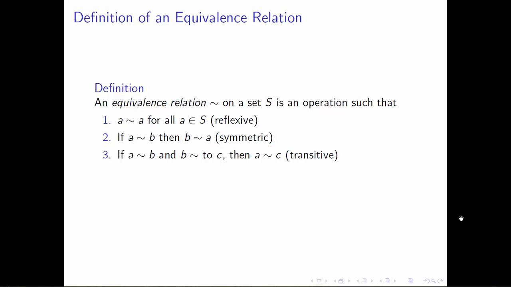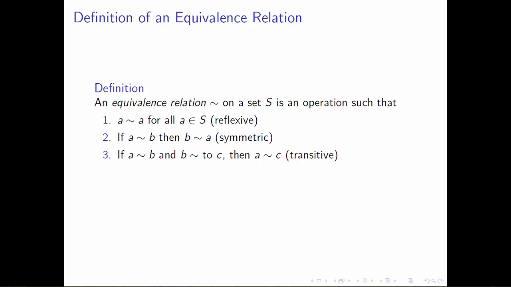Now what I'd like to do, now that we've covered modular arithmetic, is move on and introduce the definition of an equivalence relation, and then we'll follow this up with some examples. So an equivalence relation tilde on a set S is an operation that satisfies three properties.